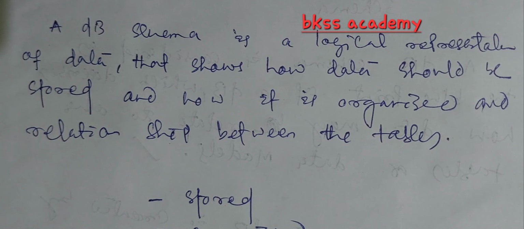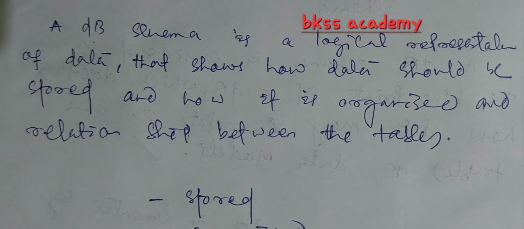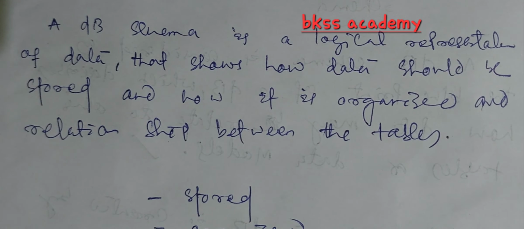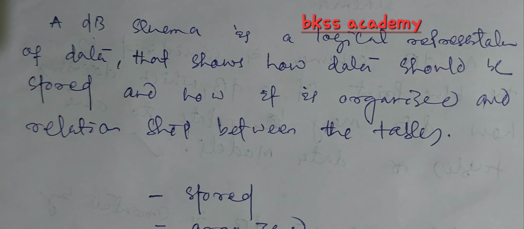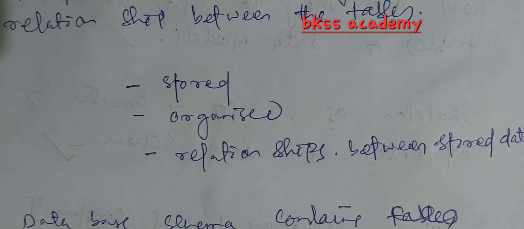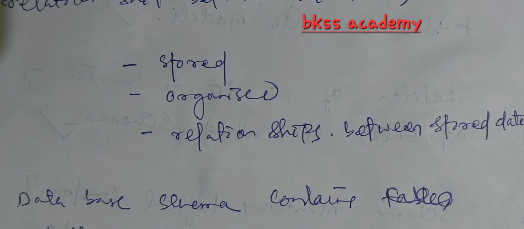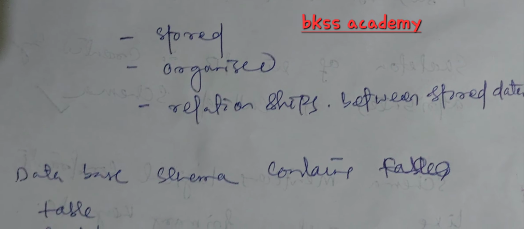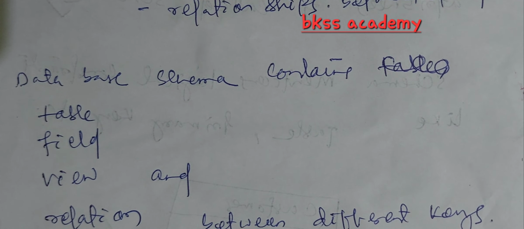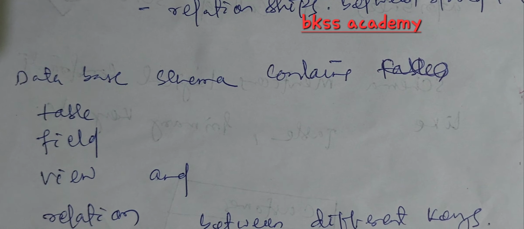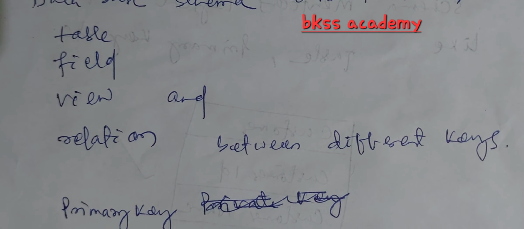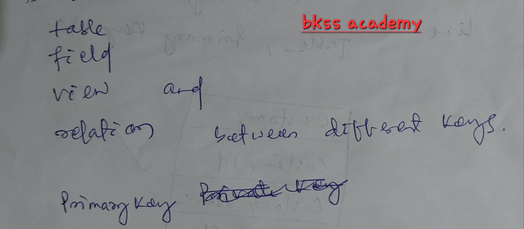A database schema is a logical representation of data that shows how data should be stored, how it is organized, and the relationships between the tables. Its main concepts are storing the data, organization of data, and relationships between stored data. A database schema contains tables, fields, views and relationships between different keys, that may be primary key or foreign key.